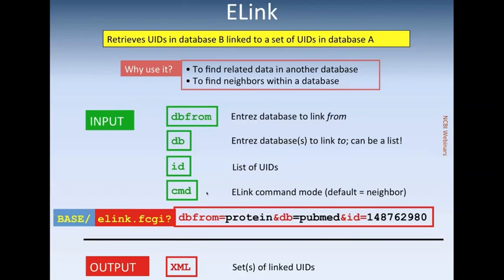Now, CMD, or command mode, is an interesting topic in ELink that we don't have time to explore in full today. There are several different command modes in ELink. The default one is called neighbor, and this is all described again in the documentation. I'll talk about a couple of these command modes just so you get a sense of what ELink can do for you. So here's a particularly simple URL. Now I'm linking here from protein to PubMed for this ID. This ID is what kind of ID? A protein ID, because it's DB from protein to PubMed.